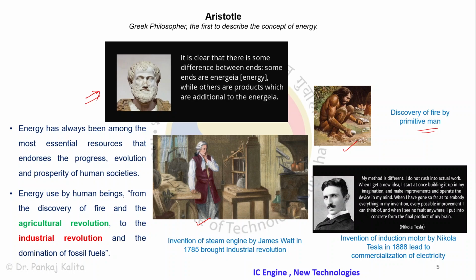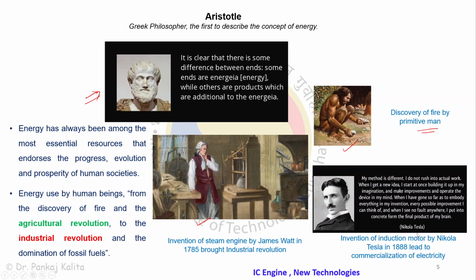Then the professor basically talked about Aristotle, the Greek philosopher. He said that it is clear that there is some difference between ends. Some ends are energia, which he is referring to as energy, while others are products which are additional to the energia. So he is saying that we need two things, energy and products, to make our life. Very beautifully he has put the pictures.